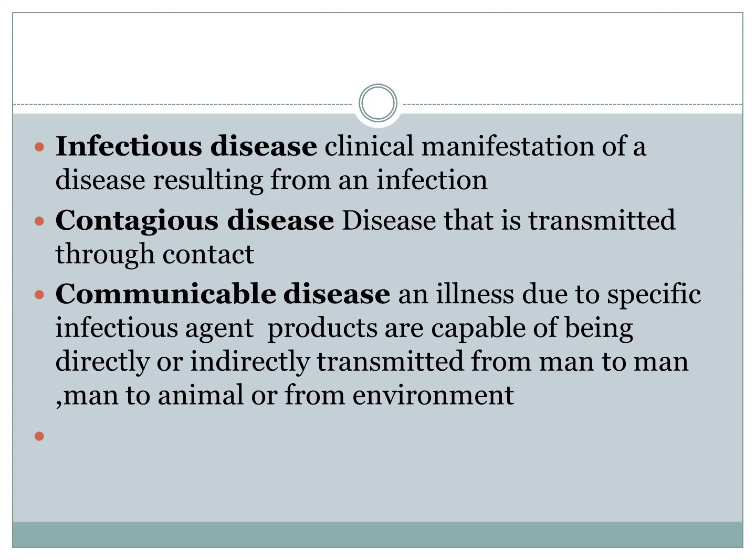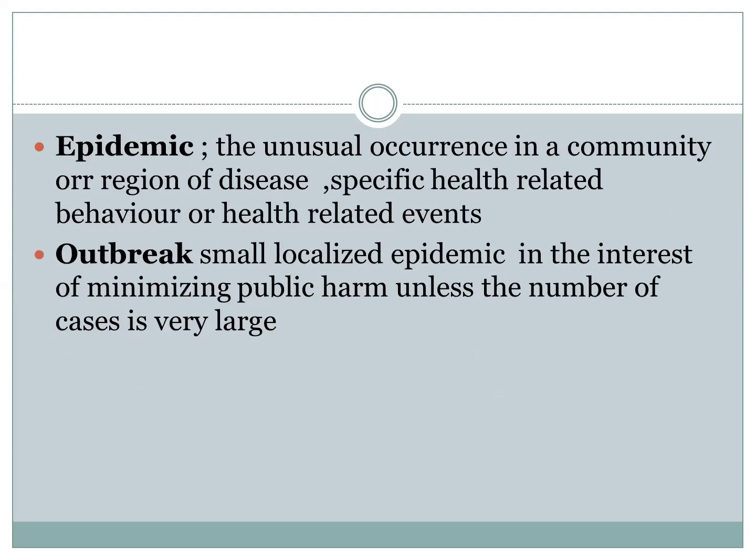What is communicable disease? Illness due to specific agent products are capable of being directly or indirectly transmitted from man, man to animal, or from environment. So these are the terminologies which you should be able to know. So what is epidemic? Epidemic is unusual occurrence in community or region of a specific health-related behavior or health-related events.